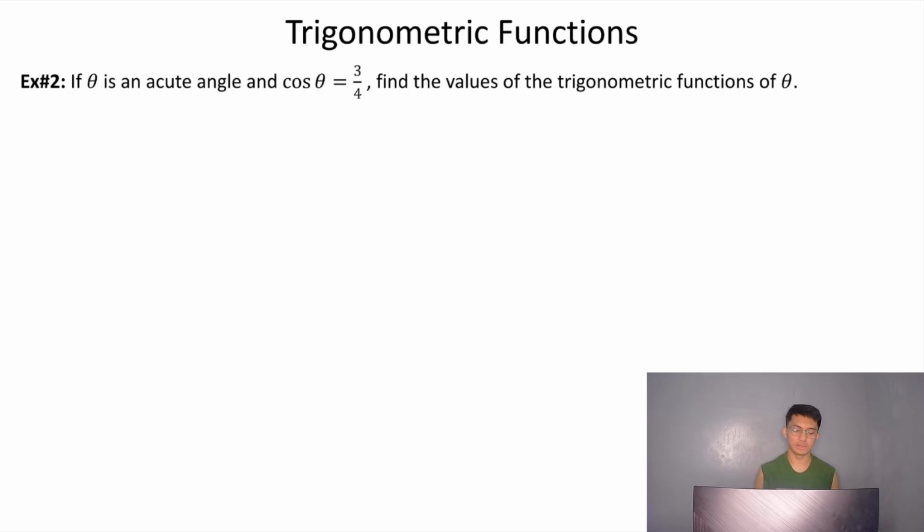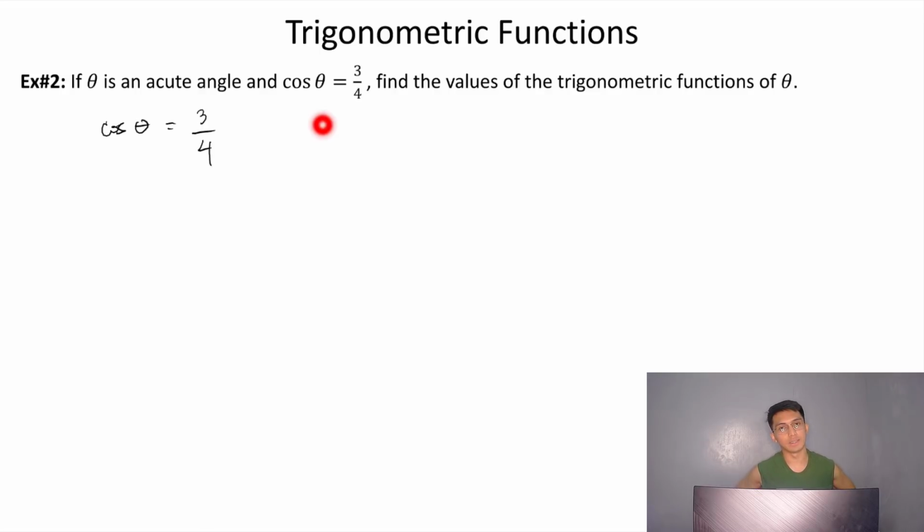Next, we have example number 2. Problem: If theta is an acute angle and cosine theta is equal to 3 over 4, find the values of the trigonometric functions of theta. So, ang given na sa atin is already the cosine theta. So, ang hahanapin na lang natin is the 5 other trigonometric functions. So, given na sa atin na cosine theta is equal to 3 over 4.